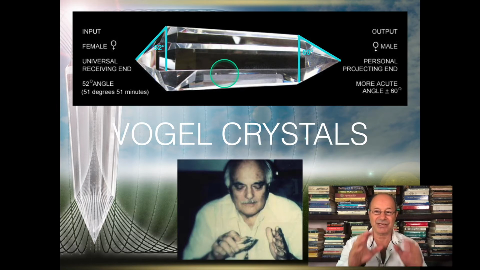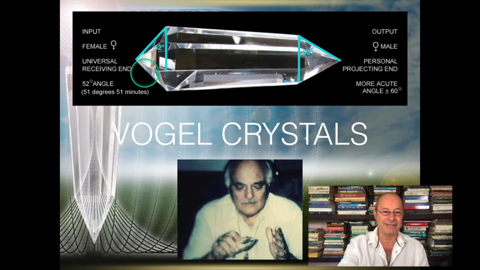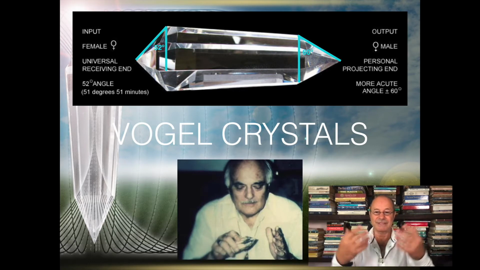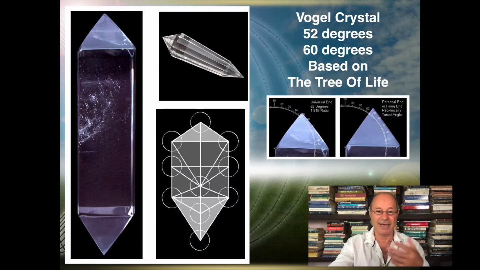All the sides actually give it more frequency. But just notice that there's a pyramid angle here of 52 degrees. And the other angle here is 60 degrees. And those two critical angles depend on how energy can be given out or received for healing, for pulling energy out of the body or amplifying. It relates back to the tree of life. There's a lot of cosmic knowledge connected to these Vogel crystals.